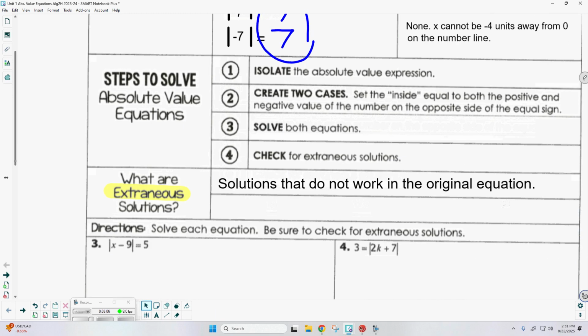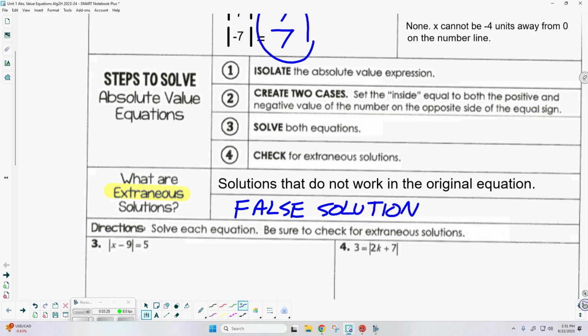So let's stop for just a quick second because vocabulary is going to be really important. Extraneous simply means solutions that do not work in the original equation. Put simply, they are a false solution. So you somehow get a result, some value, but if I were to plug it back in, it does not make it true. We call that extraneous.